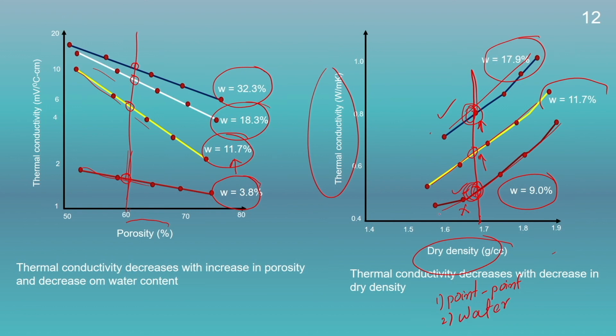So, from this figure we could conclude that with increase in the dry density, the thermal conductivity will increase due to increase in the point to point contact between the particles, thereby more heat will transfer due to the phenomenon of conduction. Similarly, for the same dry density, with increase in the water content, the thermal conductivity will increase, because with increase in the water content, more water will be present in the void space, and therefore, the water can also transfer some heat, and therefore, thermal conductivity will increase.